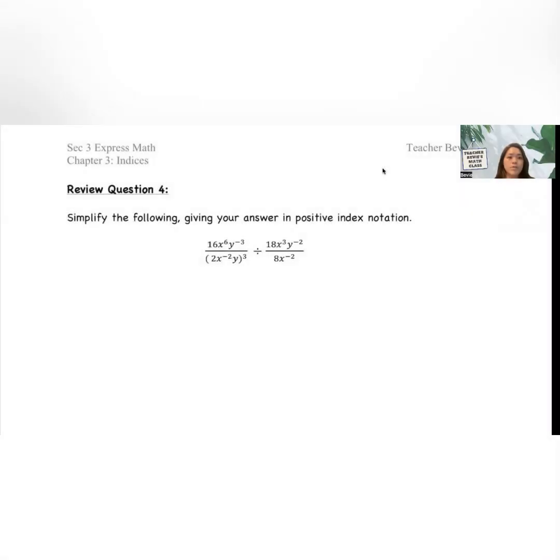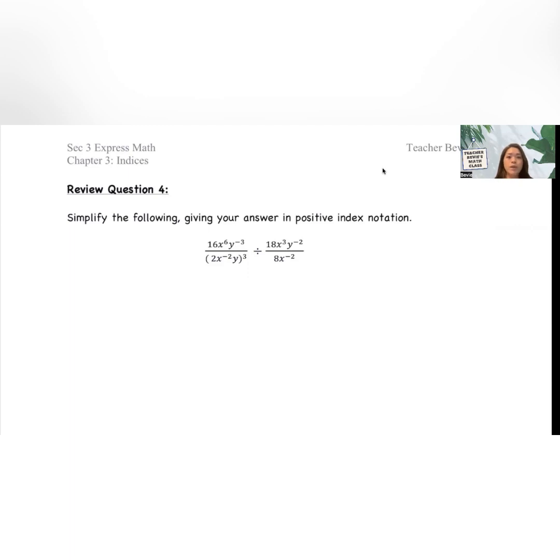For review question 4, simplify the following, giving your answer in positive index notation. Likewise, in review question 3, positive index notation actually means that I have all my powers in the positive form, nothing negative. Okay, so looking at this question, I have a fraction dividing by another fraction.